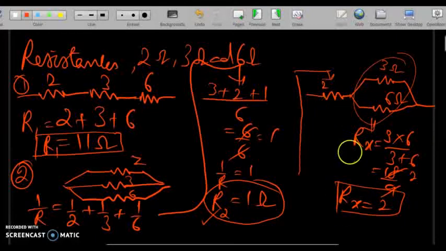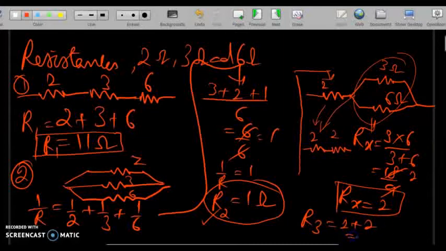Now, this Rx I can redraw. That's 2 ohm, and this other combination is again 2 ohm. So naturally, they are in series now. So R3 will be equal to 2 plus 2, that will be equal to 4 ohm. So I got R3. This combination is giving me the 4 ohm resistance. Okay, children? So there we are.